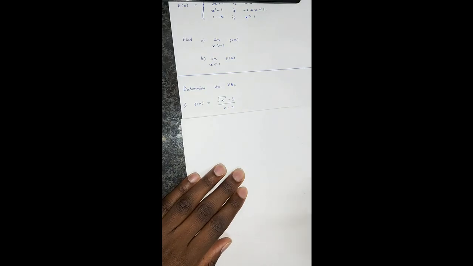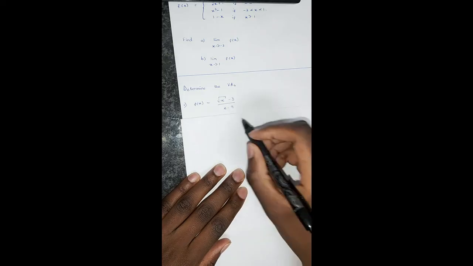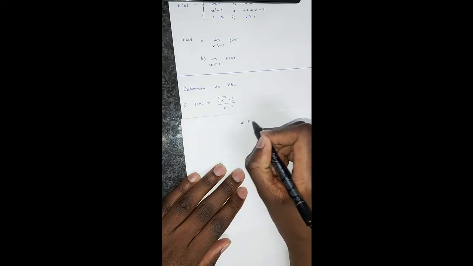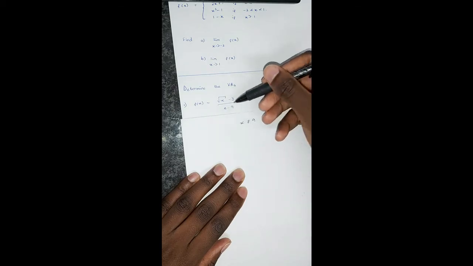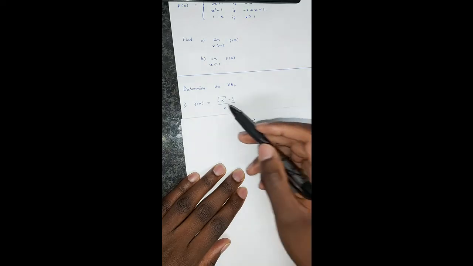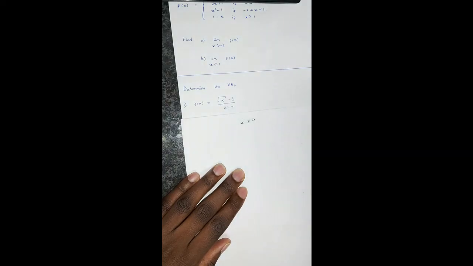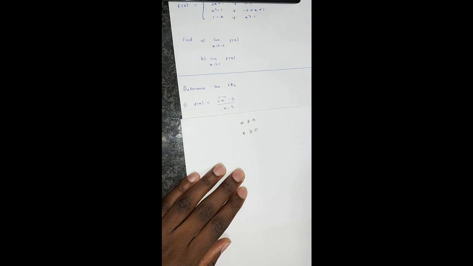So the first step, we look for the domain. From the denominator, we can see that x cannot be equal to 9, because when x is 9, we're going to have a denominator of 0, which makes the function undefined. And then we look at the numerator. On the numerator, we have a square root, and with square roots, you can't have a negative x, so x is greater than or equal to 0.